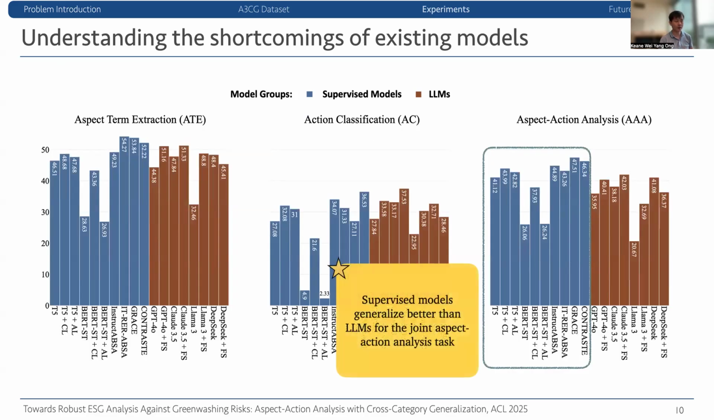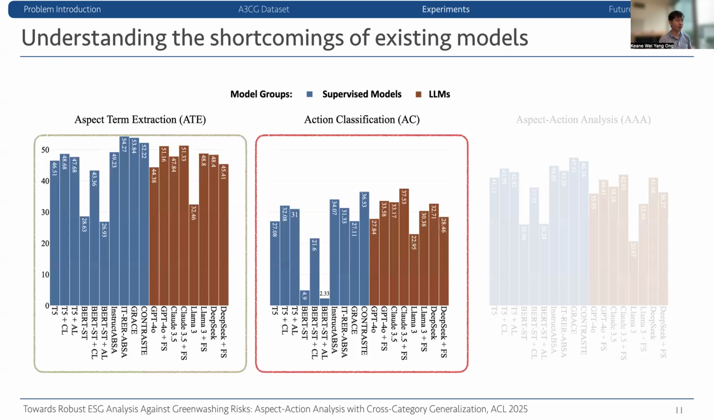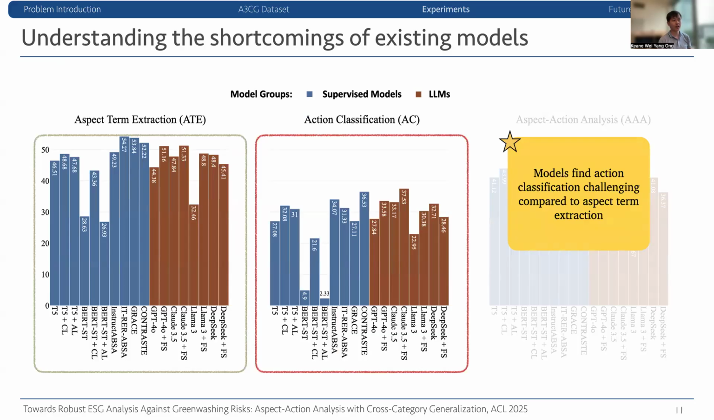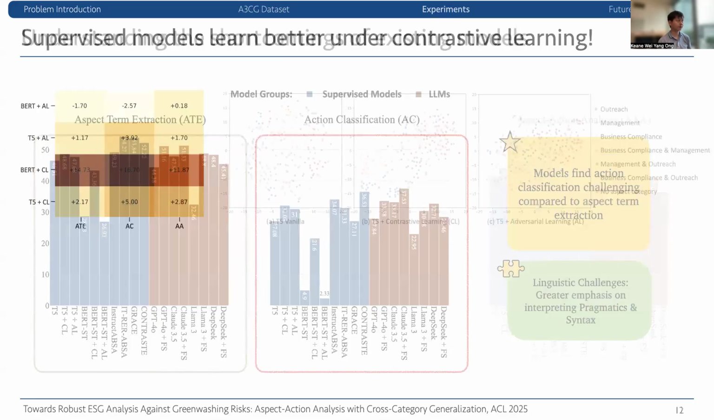So we see that supervised models generalize better than LLMs for the joint task of aspect action analysis. In addition to this, when we compare the subtasks of aspect term extraction as well as action classification, the models find action classification much more challenging compared to extracting aspect terms. Through our analysis of the qualitative failure cases, we realized there are a lot of linguistic challenges with this particular subtask. There's a greater emphasis on interpreting the pragmatics of the sentence as well as the syntax.